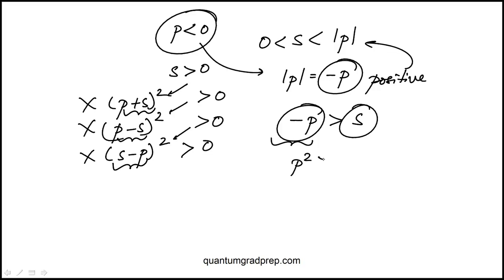And this becomes p squared is greater than s squared, which means that s squared minus p squared is negative. I subtracted p squared from both sides. So the correct answer is choice E. So this would be the direct way of doing it.